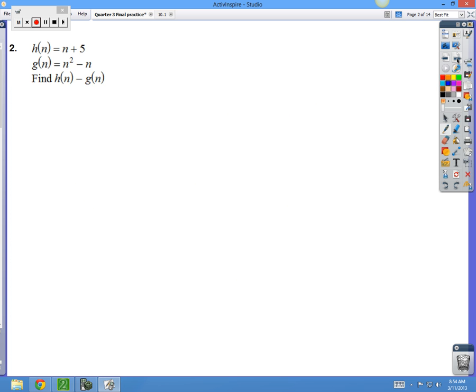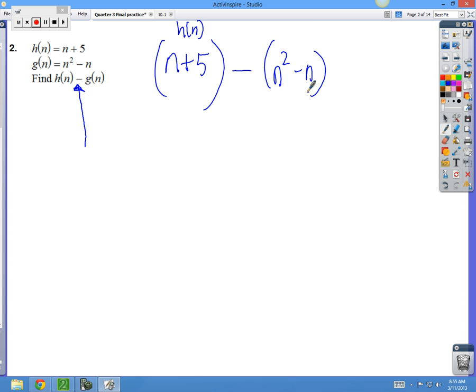Alright. Okay, number 2. All they want you to do is subtract. Number 2 is a subtract problem. So you're going to take h of n, which is n plus 5. Put it in parentheses. This is h of n. And then you are going to subtract g of n, just like they wrote it. Put it in parentheses, n squared minus n. This is g of n.